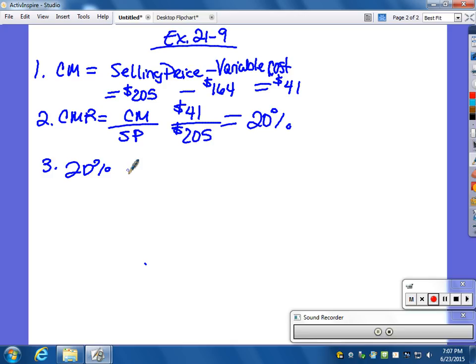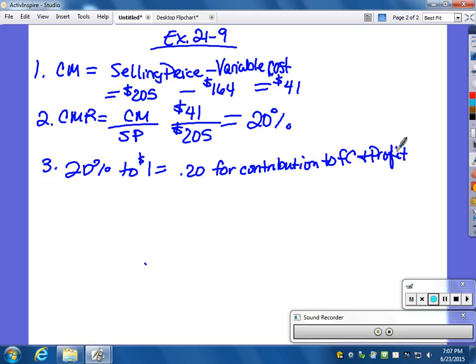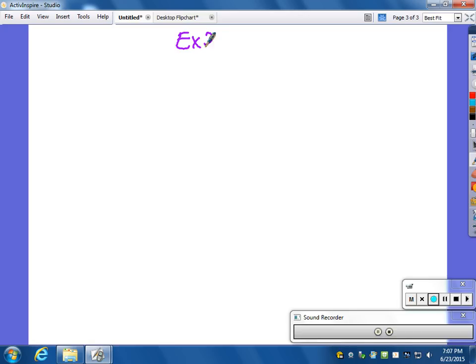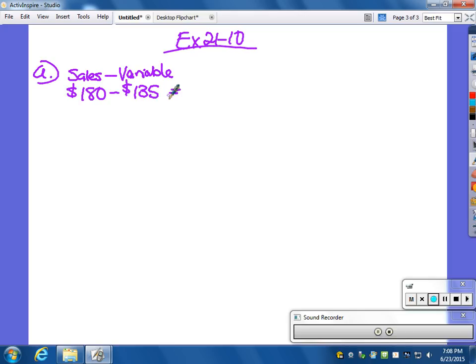Wait a minute, 20% of $1 equals 0.20 cents for contribution. Okay. Contribution margin per unit. What do we do? Sales minus variable. What's the numbers? $180 minus $135 equals $45 per unit.